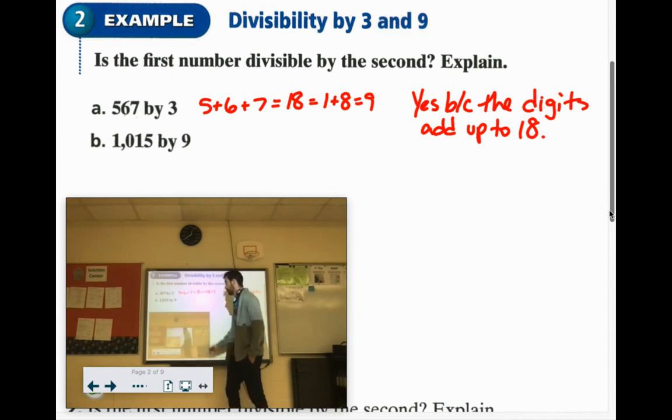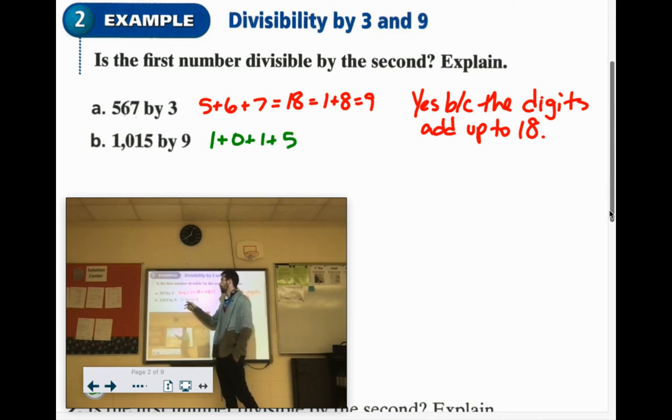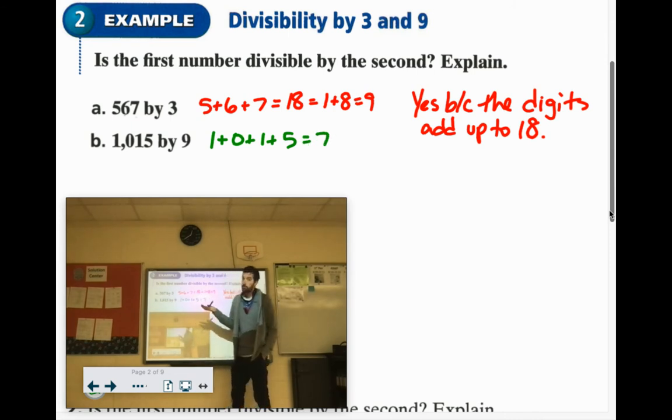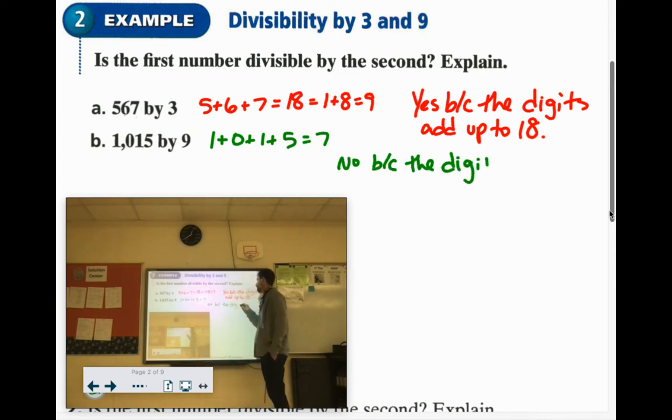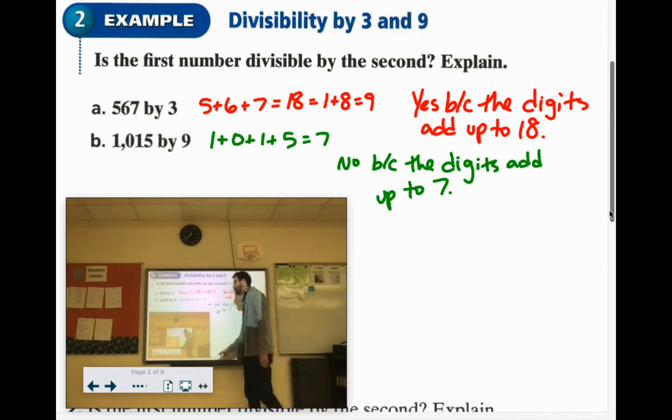1015 by 9. We have to add up the digits. 1 plus 0 plus 1 plus 5. 1 plus 0 is 1, plus 1 is 2, plus 5 is 7. Is 7 divisible by 9? No. No, because the digits add up to 7, which is not divisible by 9. 9 does not go into 7.